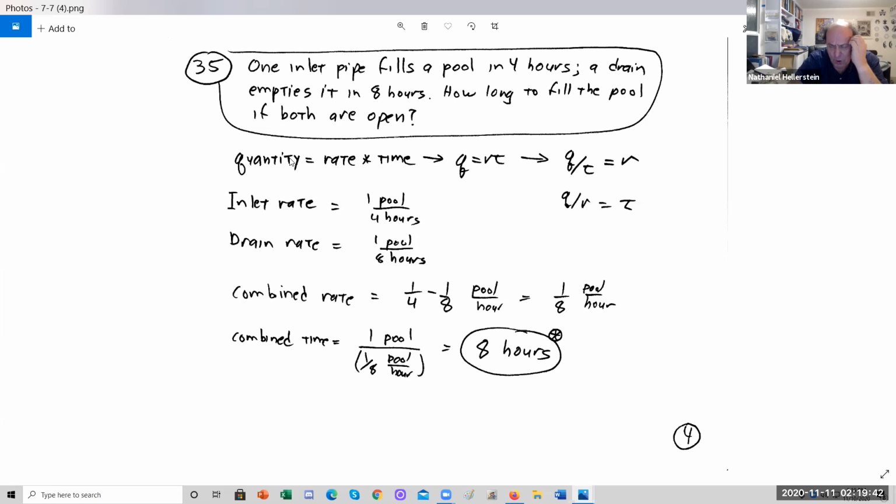Okay, we have an equation that's related to the distance rate problem. Quantity equals rate times time. So quantity equals R times T. So quantity over time is rate, quantity over rate is time.